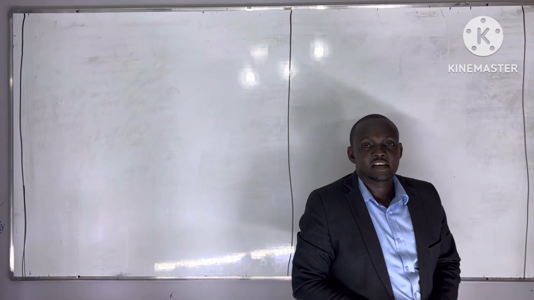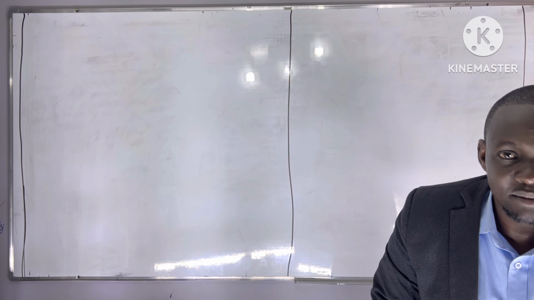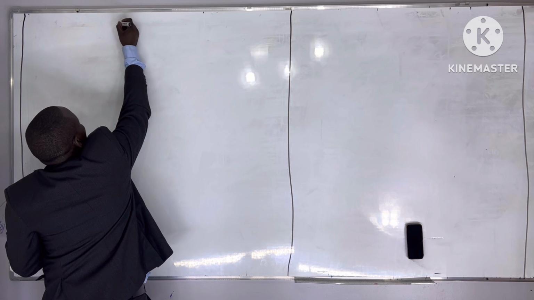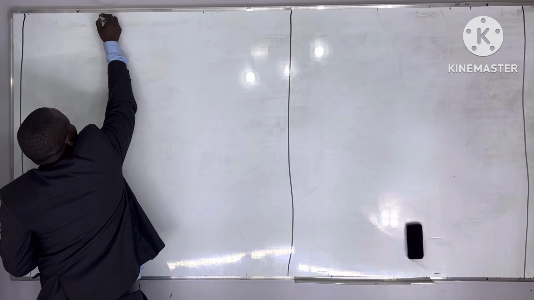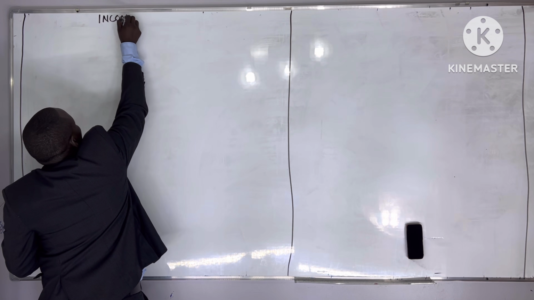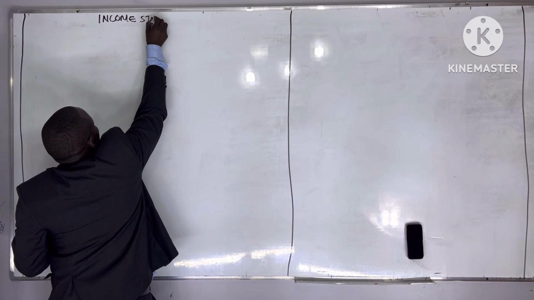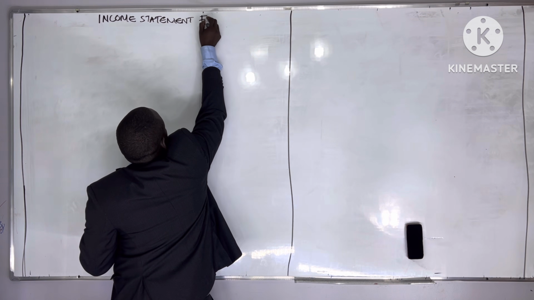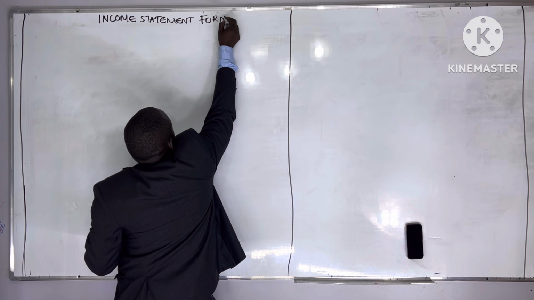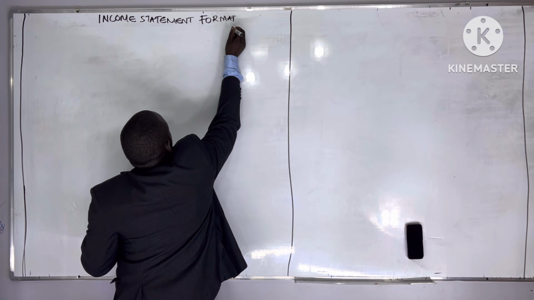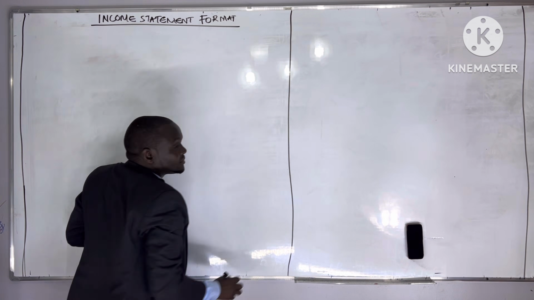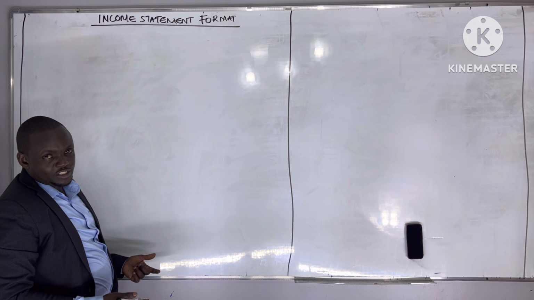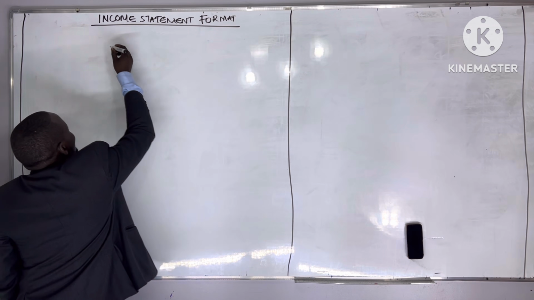Let us look at how to do an income statement. So this is the format. One thing you need to know is that the income statement was formerly known as the profit and loss account. So let me do the format.